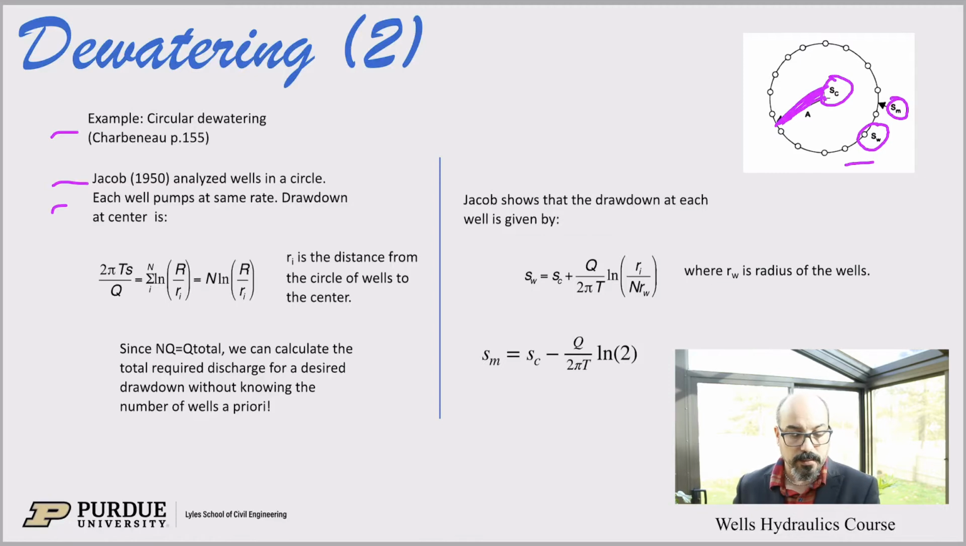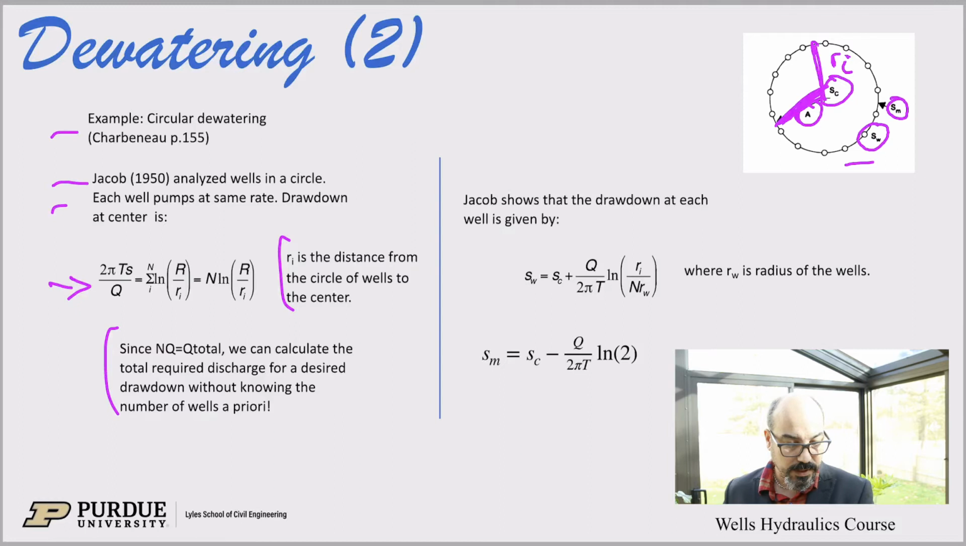So assuming that each well pumps at the same rate, so if you remember from the last video, when all the wells pump at the same rate, it makes the math much easier. Then the drawdown at the center is 2 pi T S over Q, sum of natural log of the ratio of the radius of influence divided by the radius of interest, Ri. So again, Ri is the distance from the circle to the center, what I call A here, and this is Ri as well in our case. So this is again the radius of interest, meaning the distance to the middle of the circle, which is where we want to know what the drawdown is, because we're designing, let's say, for a construction site there.